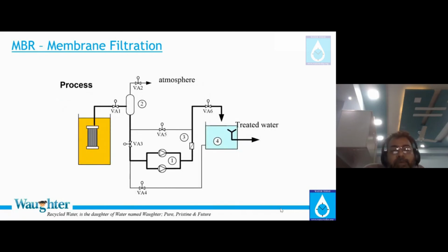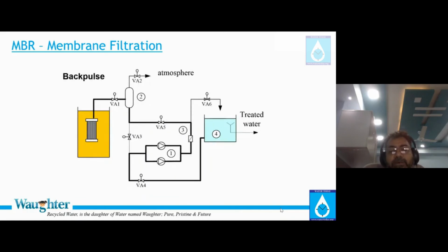And how do you do manual filtration? You open the VA1 valve, VA3 valve, you start the pump, and you will start getting the permeate. Once you start getting that permeate, the number 4 tank, that is treated water, if you put it into the backward direction, something like this, then it is called back pulsing or backwash operation. During backwash operation, what you're injecting is the permeate, which is already produced by you.